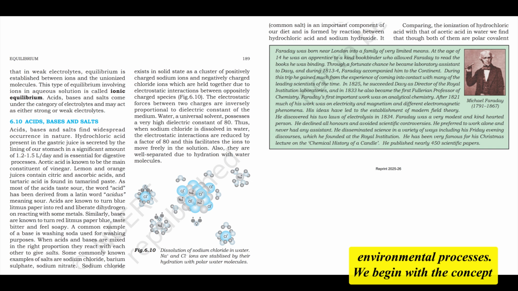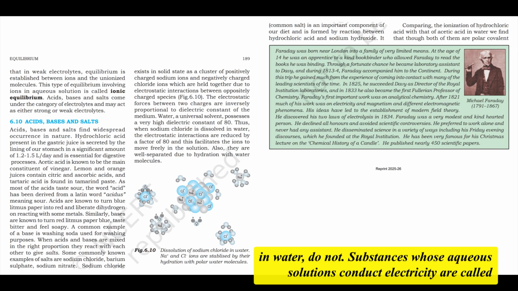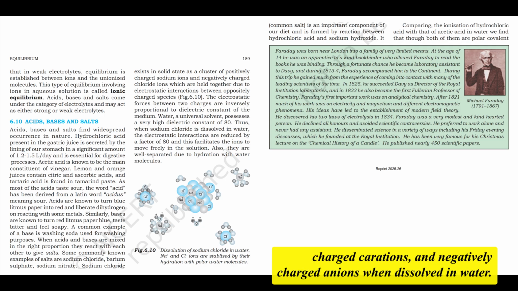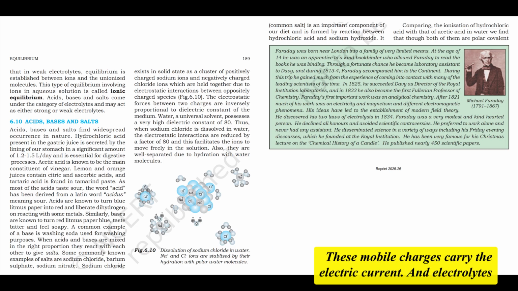We begin with the concept of electrolytes. You've probably observed in the lab that some aqueous solutions, like salt water, NaCl and water, or acid solutions conduct electricity, while others, like sugar dissolved in water, do not. Substances whose aqueous solutions conduct electricity are called electrolytes. Those that don't are non-electrolytes. The reason electrolytes conduct electricity is because they produce mobile ions, positively charged cations and negatively charged anions, when dissolved in water. These mobile charges carry the electric current.